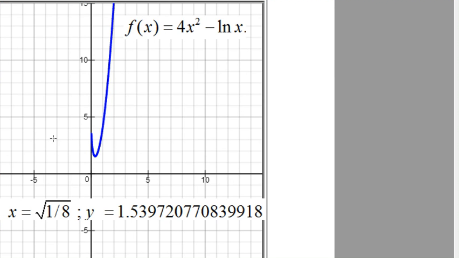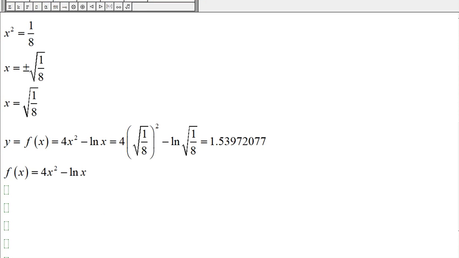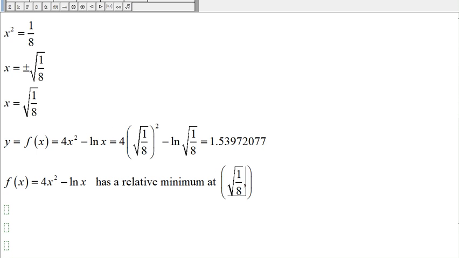And here's the graph again. We have a relative minimum right here, which is the point x equal to the square root of 1/8 and y equal to 1.53972. So this is the extremum right here, the relative minimum. And so in summary, the function right here has a relative minimum at x equal to the square root of 1/8 and y equal to 1.539.